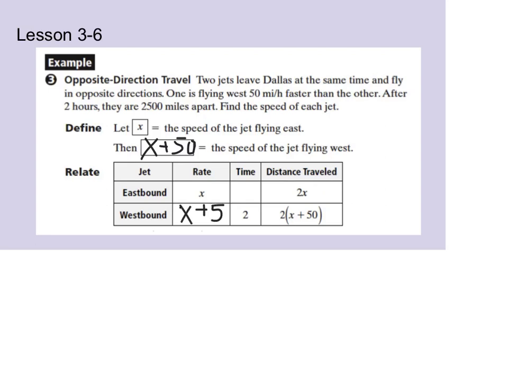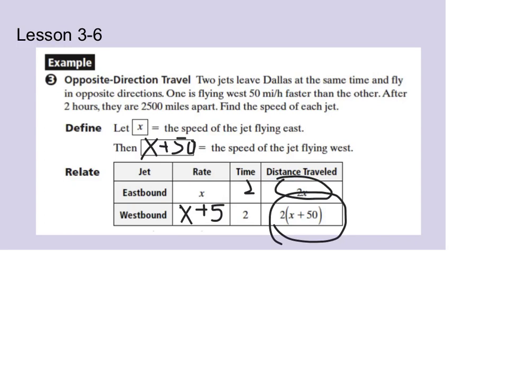Okay, now we know both jets are traveling for 2 hours because they left at the same time, and after 2 hours, they are 2,500 miles apart. Okay, now remember, this expression 2x right here represents the distance traveled by the eastbound plane. That's the distance of the eastbound plane. And then this 2 times the quantity, x plus 50, represents the distance that the westbound plane traveled.